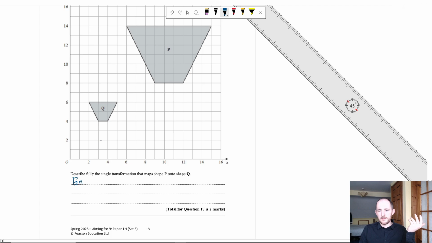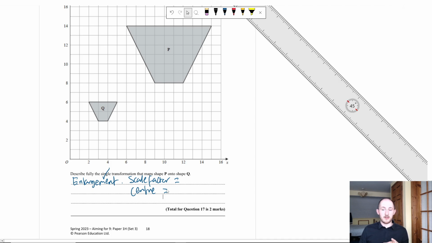You need all 3 of these ingredients to get full marks. So normally you get 1 mark per thing you say, but unfortunately in this question we only have 2 marks. So you have to have all 3 pieces. Any one piece that's missing, you drop a mark, okay? So you need to say what the transformation is, enlargement, so we've got that. You need to say what the scale factor is, and then you have to say what the center of enlargement is, okay?